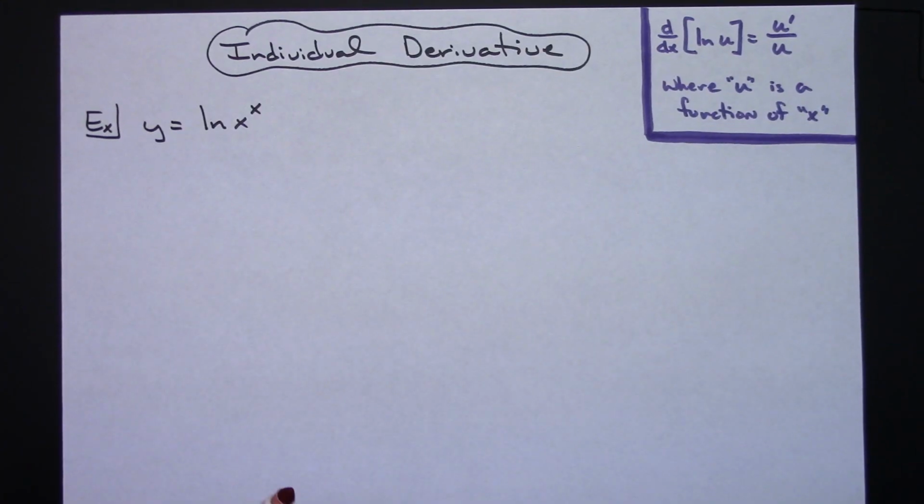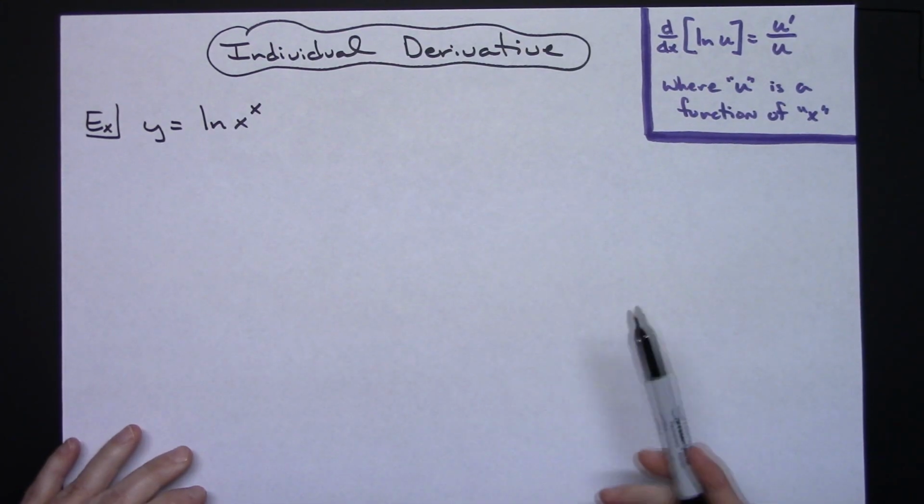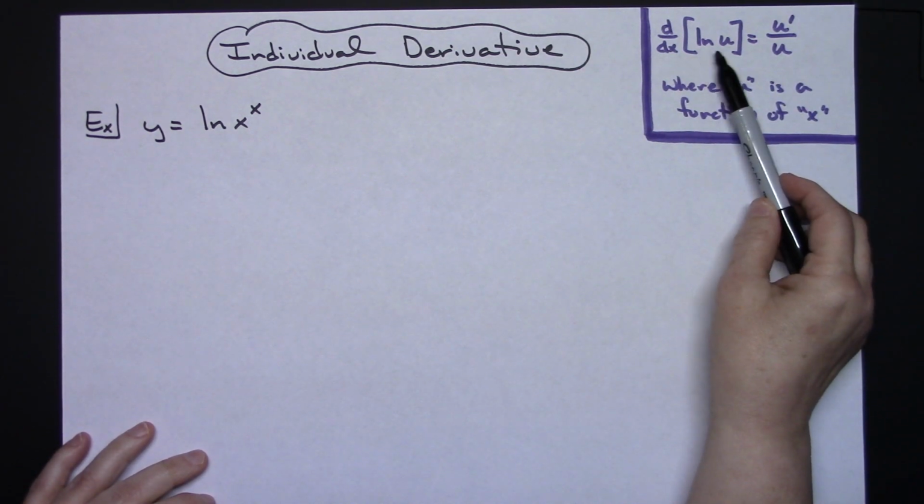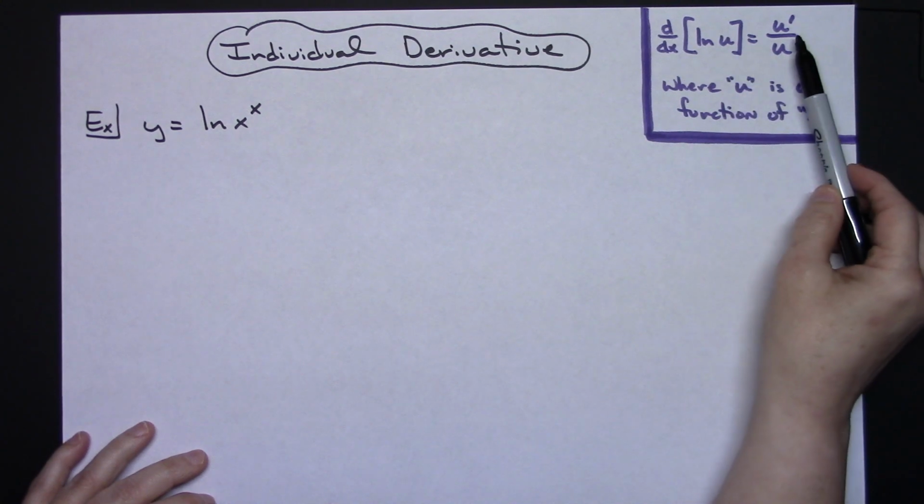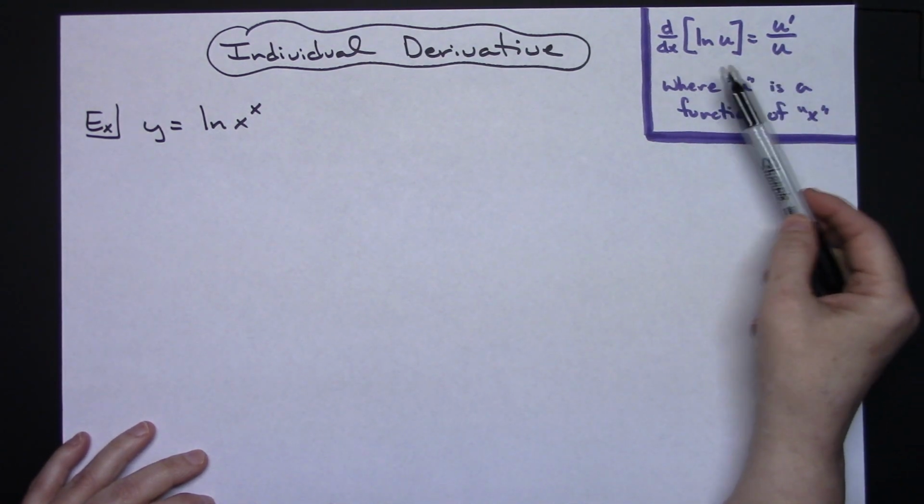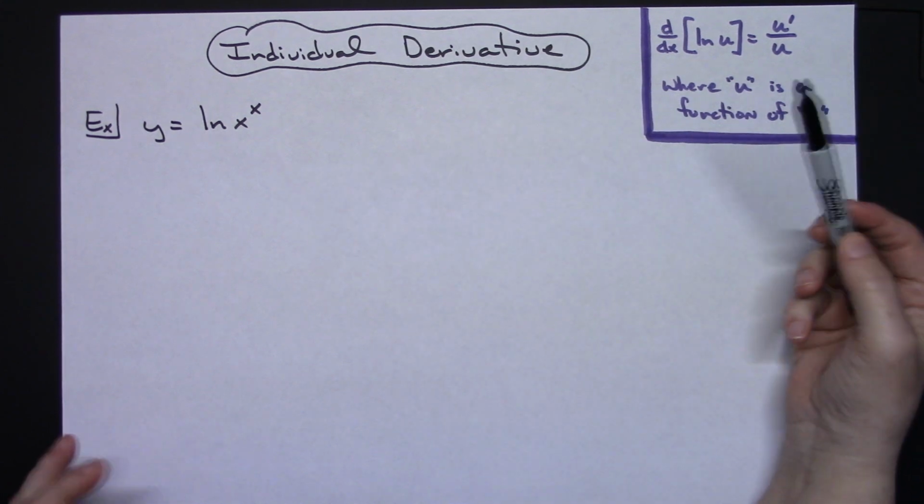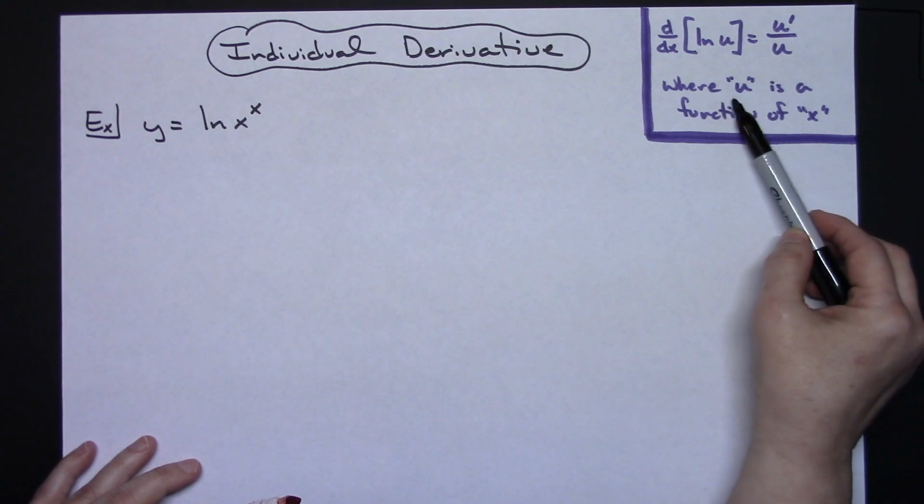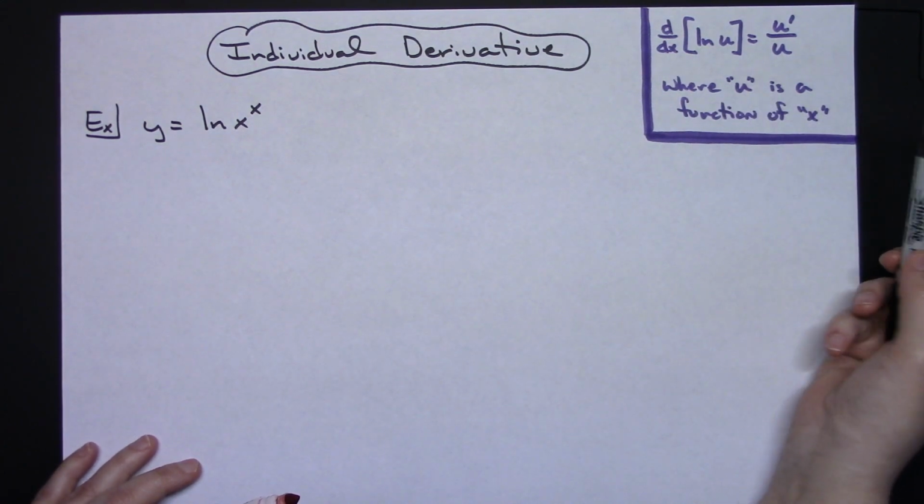In this video, I'm going to be working out an individual derivative. I am going to use the formula for the derivative of the natural log of u. That's going to be given by the formula u prime over u, which is something that should be memorized if you are into the place where you're doing derivatives with logs. In this particular formula, my u is a function of x.